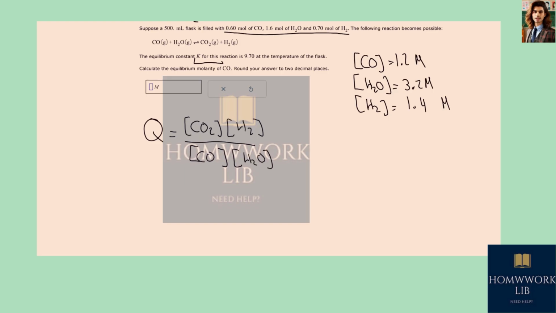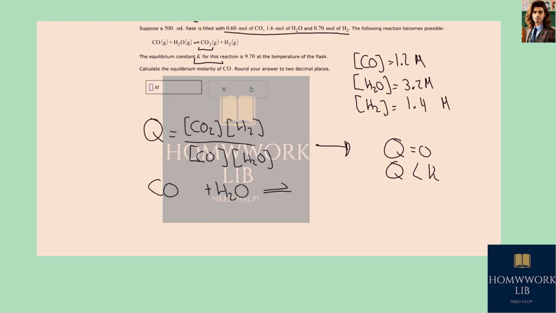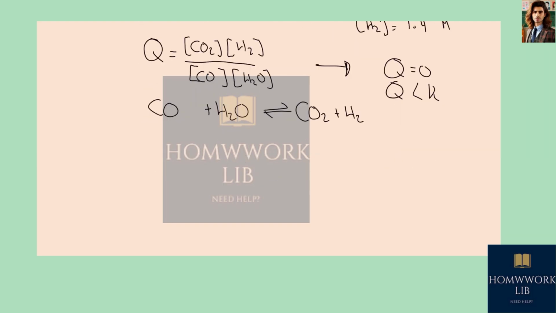In this case, we're going to have none of CO2 in the flask. So just because of that, we're going to know that the reaction will go in the positive direction since the value for Q is equal to 0. And Q, in this case, would be lower than the equilibrium constant. Thus, we can write down our ICE table employing the quantities given by the problem.